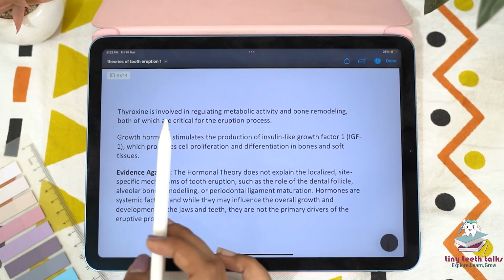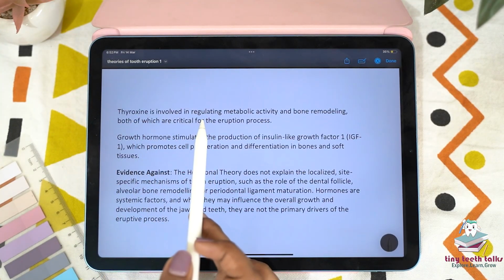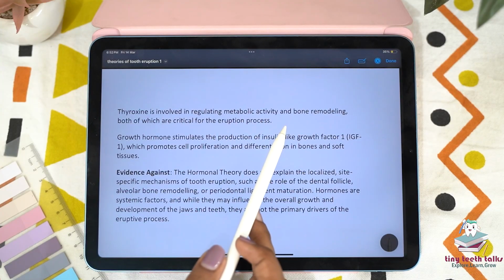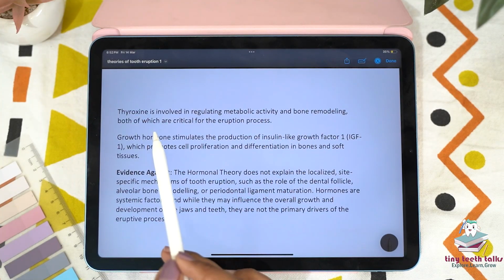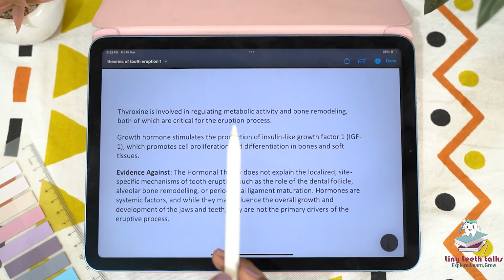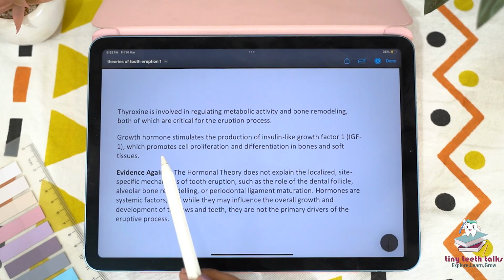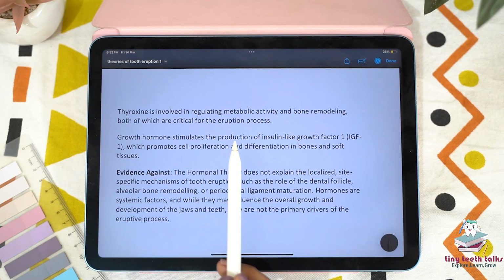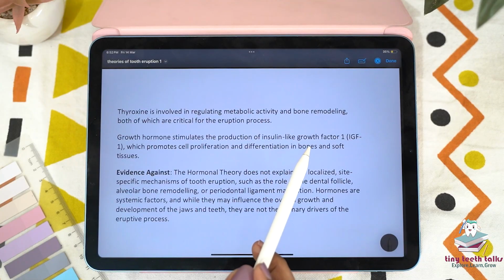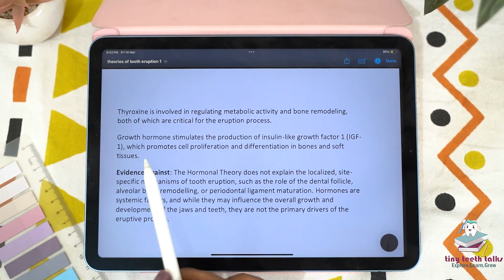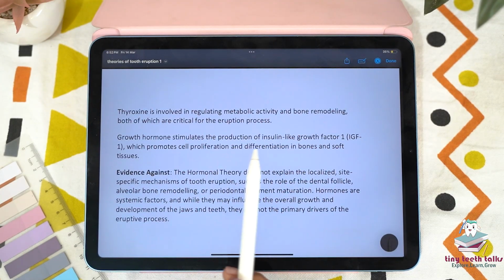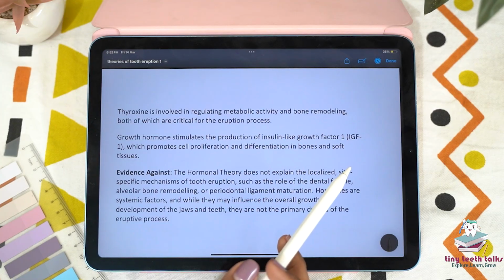So thyroxine, which is secreted from the thyroid gland, is involved in regulating metabolic activity and bone remodeling, both of which are critical for the eruption process. And the growth hormone, which is secreted from the pituitary gland, stimulate the production of the insulin like growth factor 1, IGF-1, which promotes cell proliferation and differentiation in the bones and soft tissue.